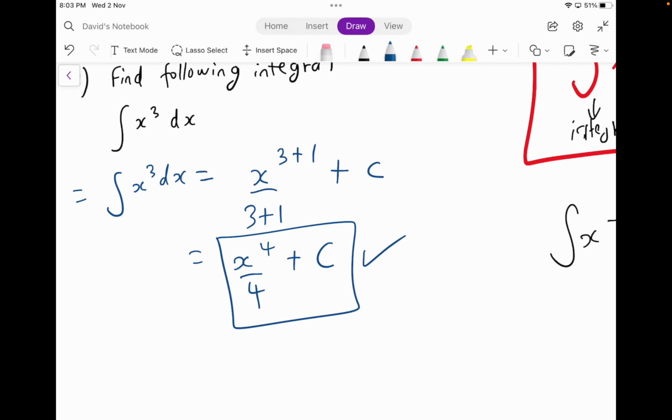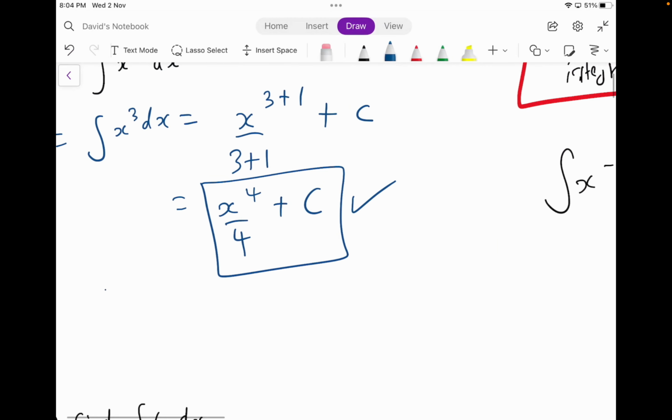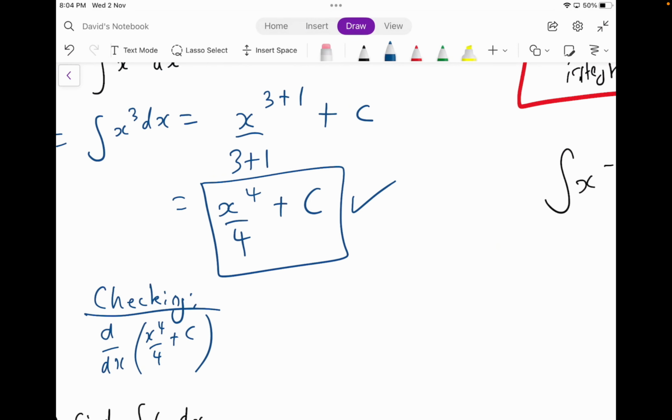Now, how do you prove that integration is the correct step, or how do you prove that your answer is right? This is the most important part: we can always check whether the answer we got is correct. What I mean by this is we now convert the integration form into differentiation. So we're going to do dy over dx, or in that case d over dx of x raised to the power 4 divided by 4 plus c, and we're going to split the differentiation for these two terms individually.